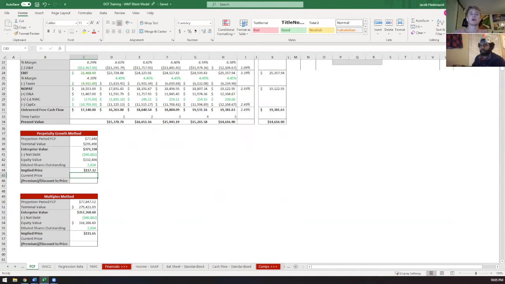If this implied price was above our current price, let's say we got an implied price of 160, we're saying that our model says Walmart is worth more than it currently trades for. The market is undervaluing Walmart for whatever reason. So we might want to purchase Walmart stock, and the hope is that it will trade up to that 160 that we valued it at over time, and that will be our return, the difference between those two.